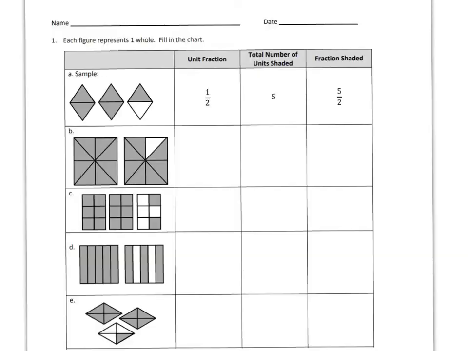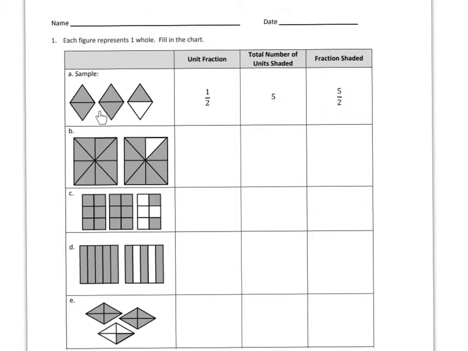Let's go ahead and begin filling in this chart. Let's look at problem 1 at the sample. There's 1, 2, 3, 4, 5, 6. There's 6 triangles all together. Since they're broken up in halves, I know that my unit fraction would be 1/2. The total number of units shaded is 5. In order to write it as the fraction shaded, it's going to be 5/2.